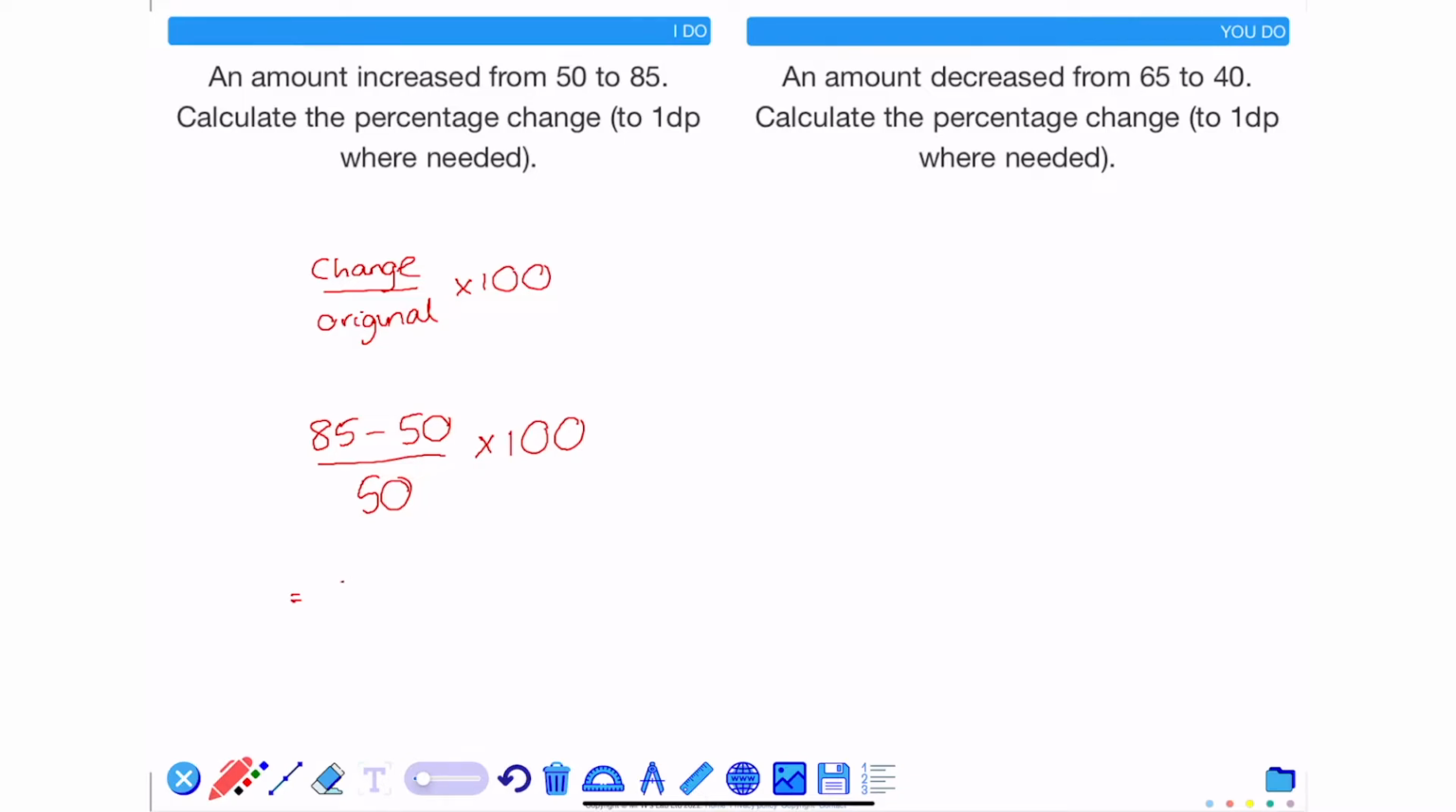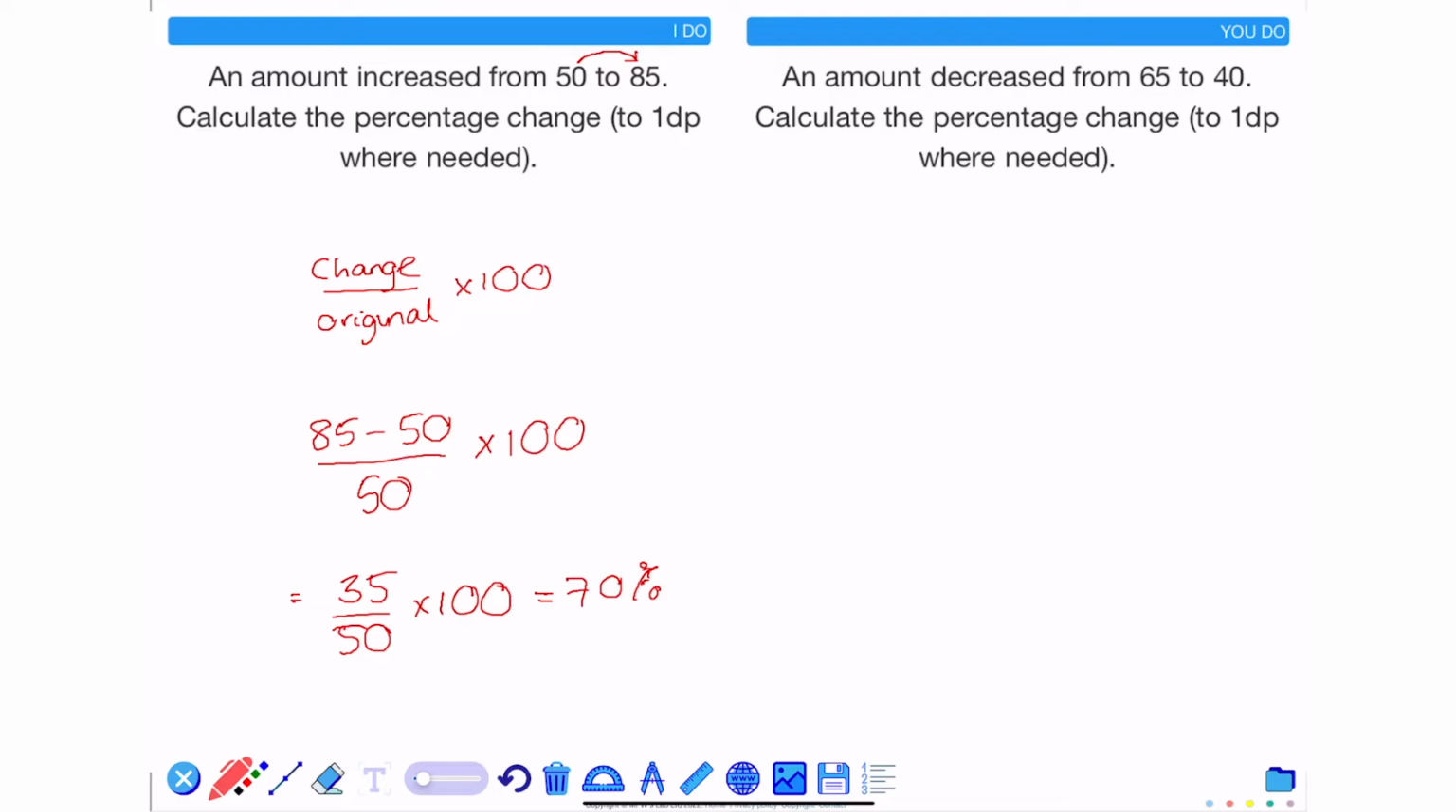85 take away 50 is 35. Divided by 50 and times by 100, using a calculator, gives me 70%. Now this has given me the percentage change, and as I can see, the number went from 50 to 85, so it was an increase by 70%.